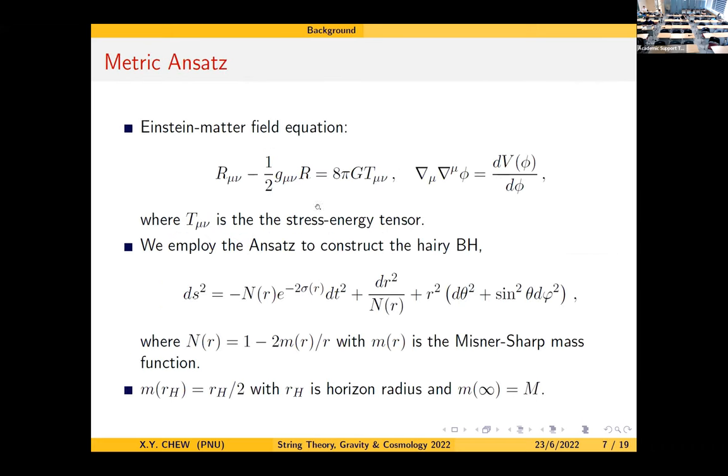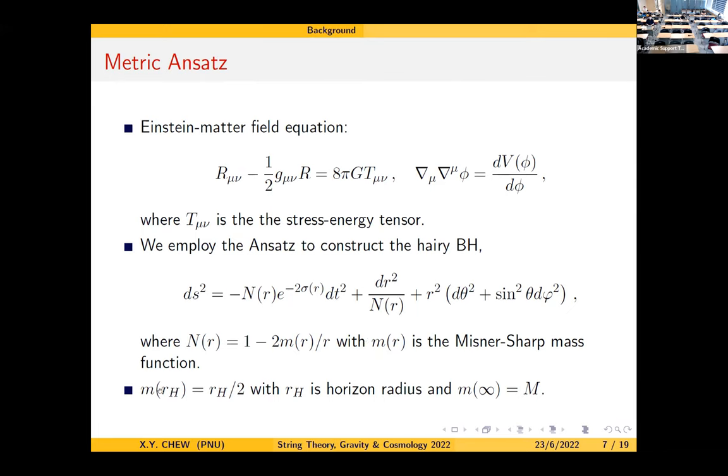In this case, since the theory is very simple, when you vary the action with respect to the metric, you will get the Einstein equation. If you vary the action with respect to the scalar field, you will obtain the Klein-Gordon equation. Here, we use the following ansatz, with a Schwarzschild-like form, to construct the hairy black hole solution. In this case, the function M is the Misner-Sharp mass function.